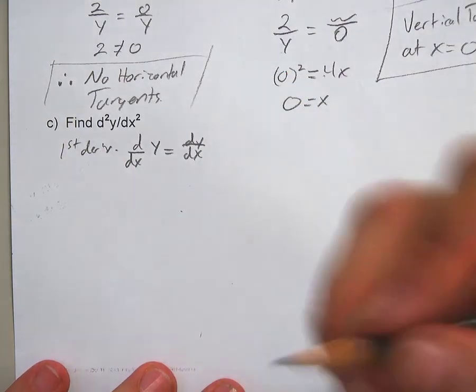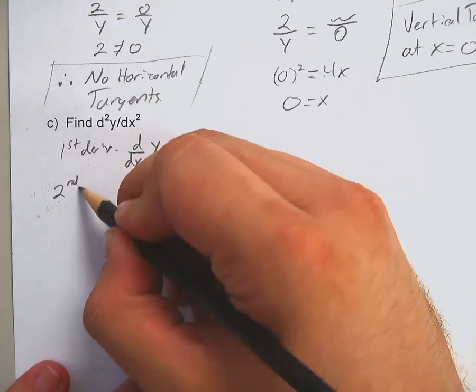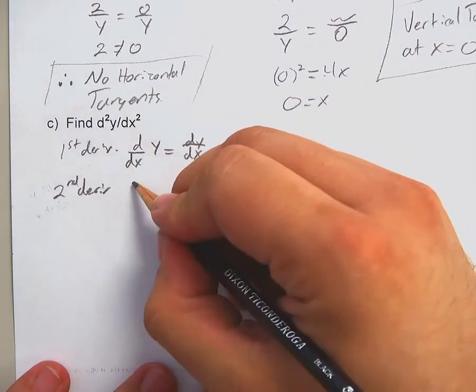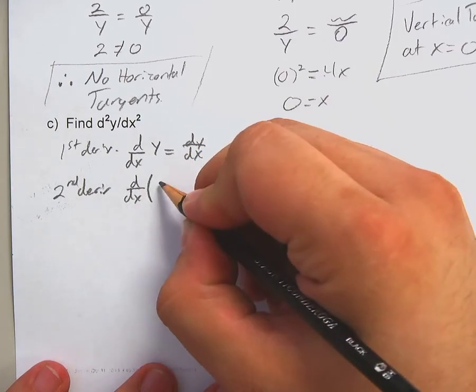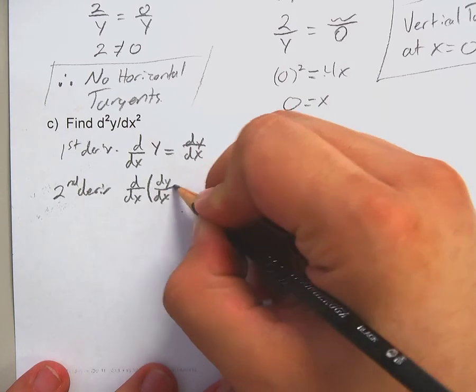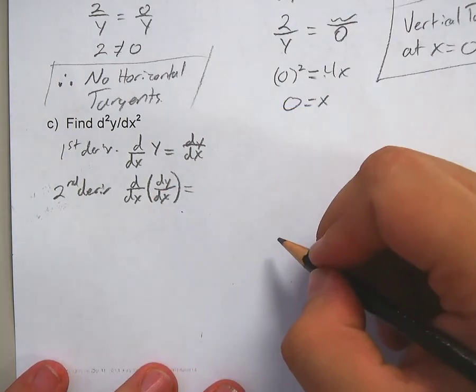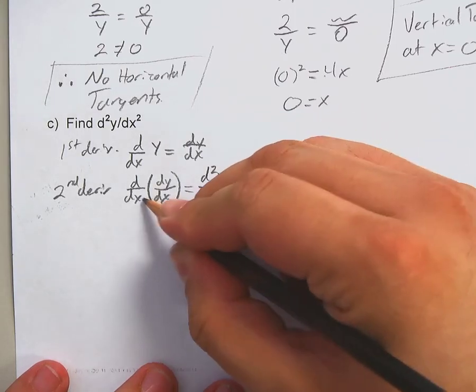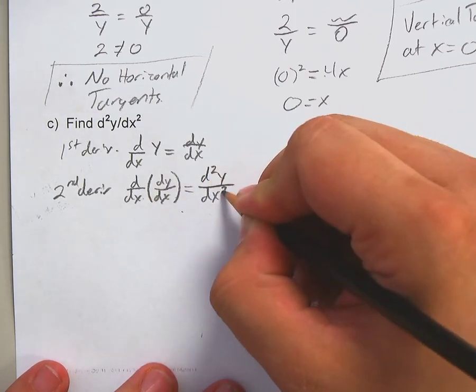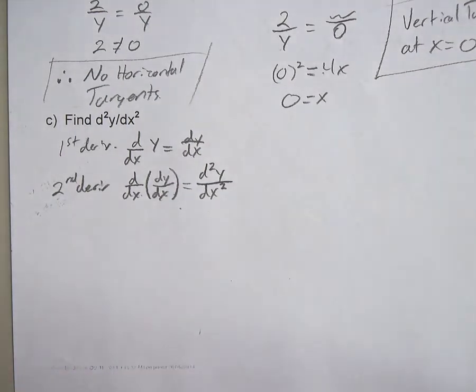Well, now we're going to do the same thing. So the second derivative is d/dx, but now you're taking the derivative of dy/dx. So multiply straight across, you get d times d is d squared over dx times dx is dx squared. That's where the notation comes from, right? You're squaring the derivative versus squaring the entire thing. So that's where the second derivative notation comes from.